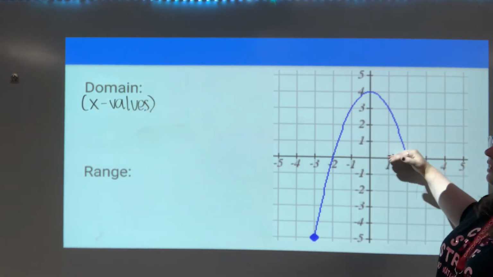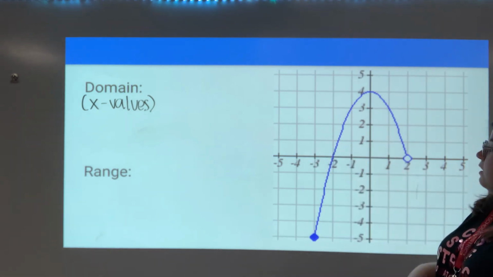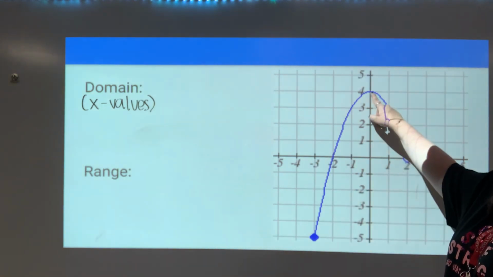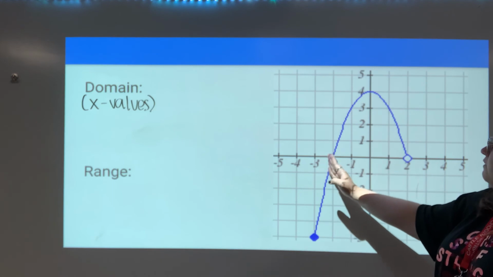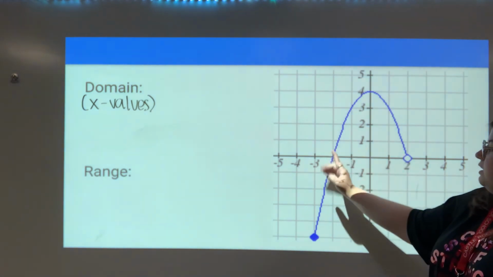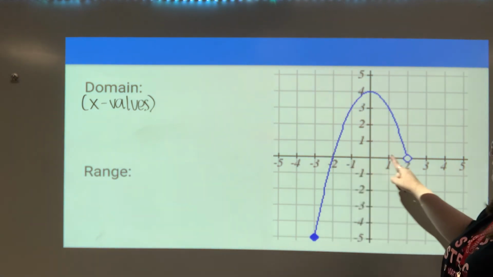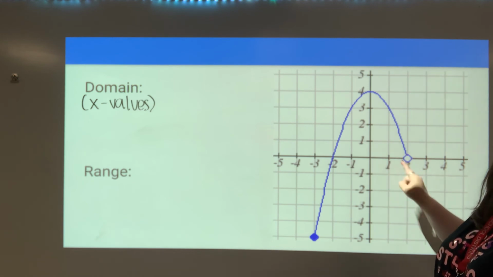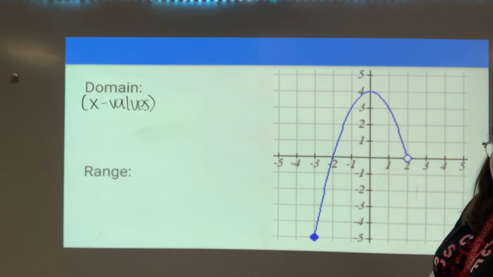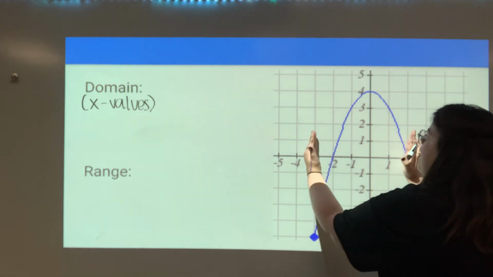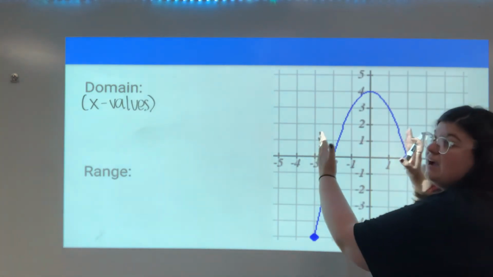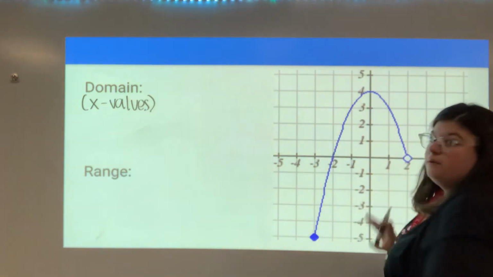Again, I'm kind of looking along my x-axis. Is 0 defined for my function? Yep. So it's looking like all of these numbers between -3 and 2 are going to be defined in my domain. So I'm kind of looking at this portion of the x-axis right here, okay?